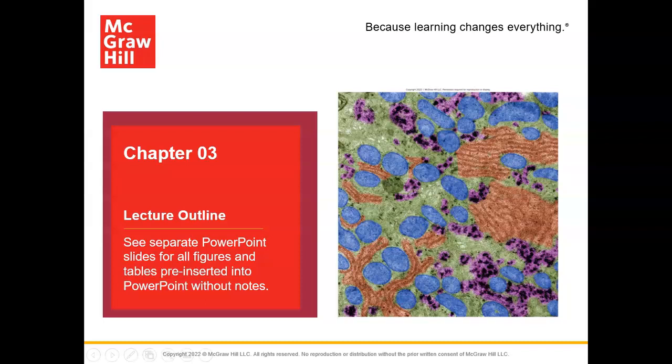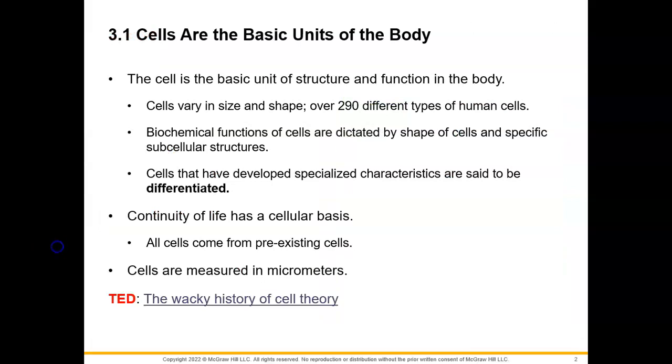Let's talk about cells. Cell theory has three parts: that cells make up all living structures, that cells perform the chemical reactions and functions that maintain life, and that cells come from pre-existing cells.